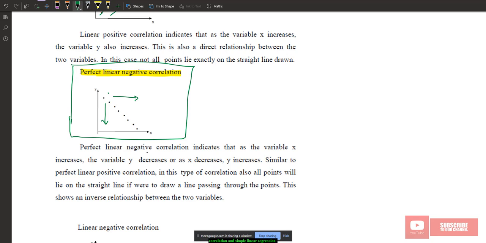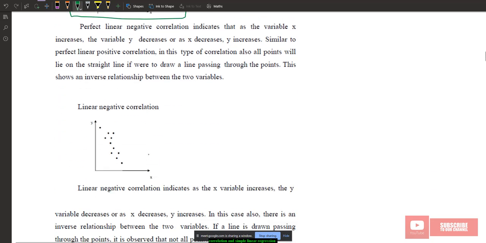So this is how we interpret the negative correlation. Of course, with a negative correlation you will see it like this: the data will scatter around a straight line, and a straight line means linear. So when the trend is downward, we call it a linear negative correlation.